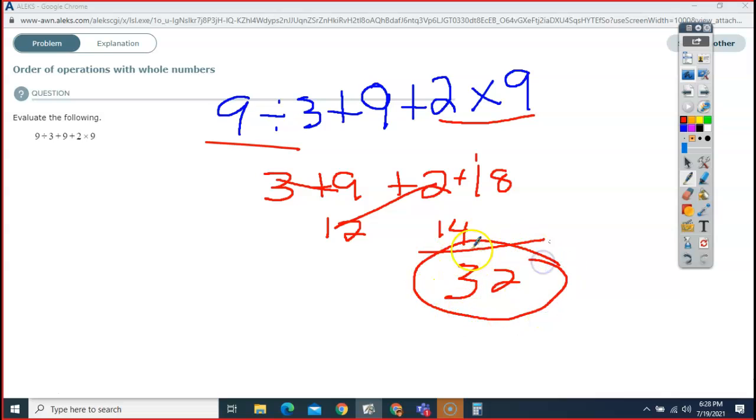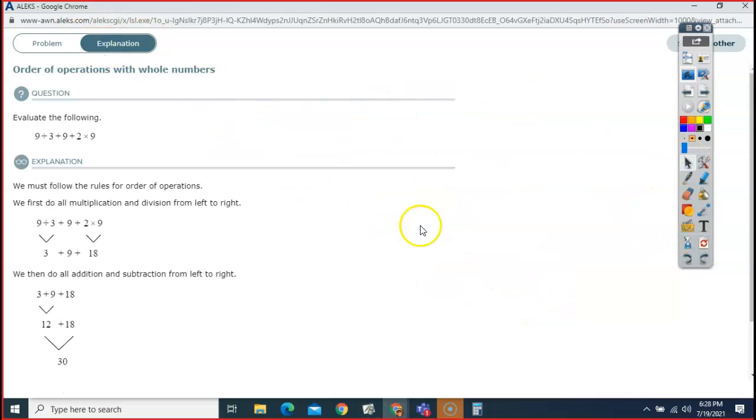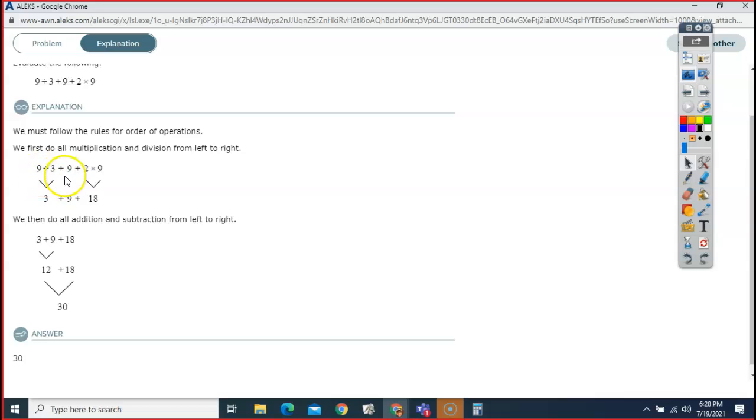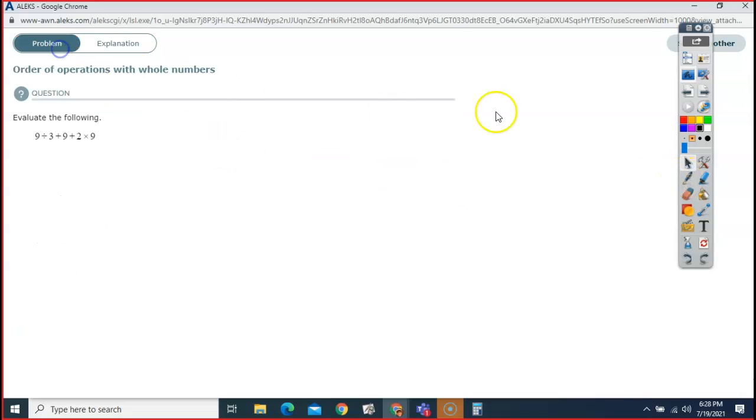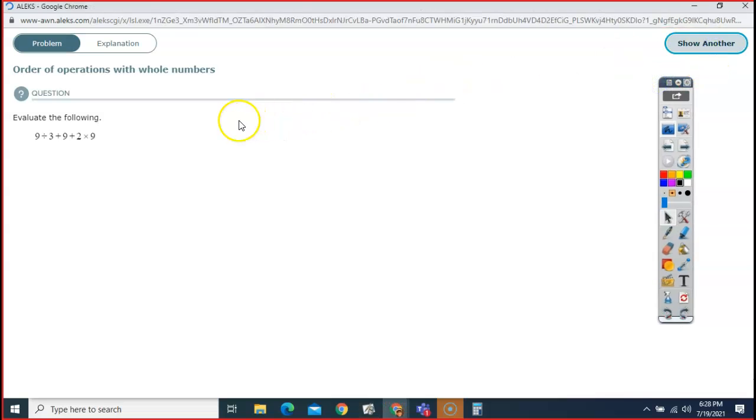So that's my answer. All right, so let me show you the explanation here. Yeah, see, divide first, then multiply. Why did I put that 2 back in there? Thank you, explanation. Yeah, okay, going too fast. My bad. Let's show another.